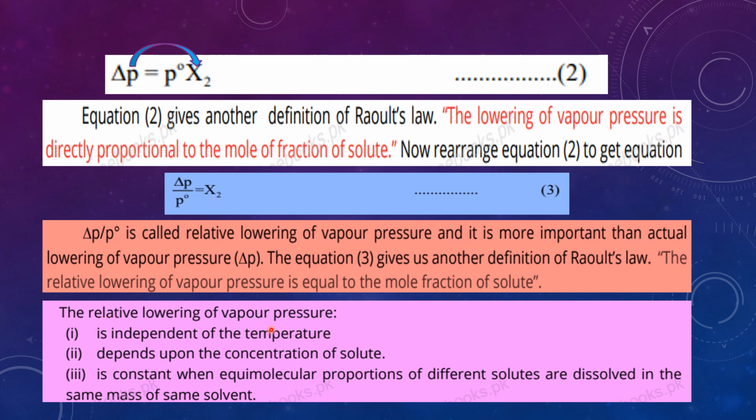The relative lowering of vapor pressure is independent of the temperature, depends on the concentration of the solute, and is constant when equimolar proportions of different solutes are dissolved in the same mass of the same solvent. If the solvent is the same and the mass remains the same, then however many different types of solute you dissolve, it will remain constant.